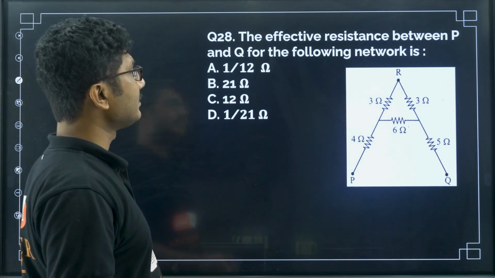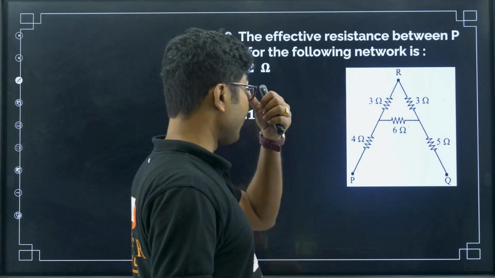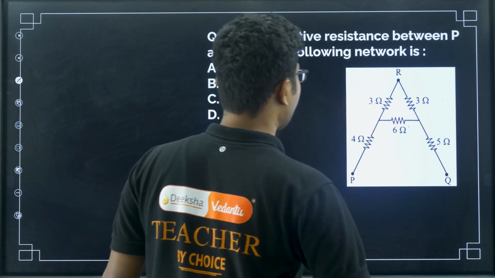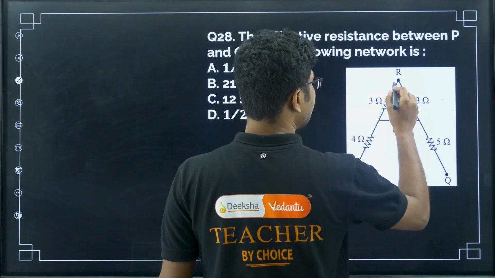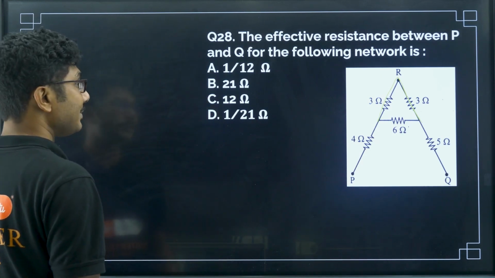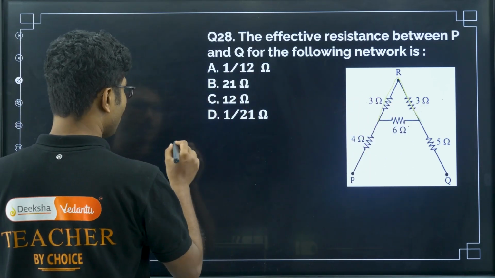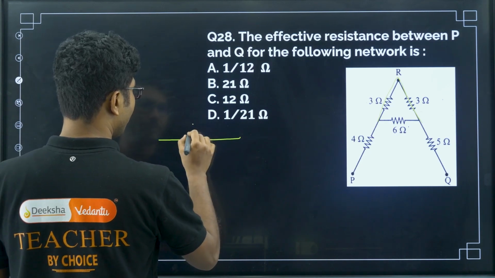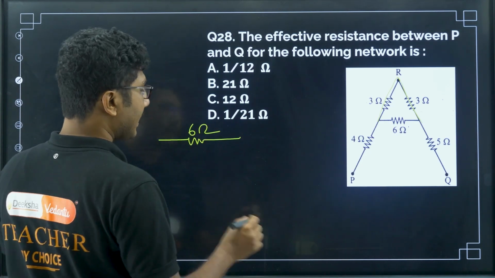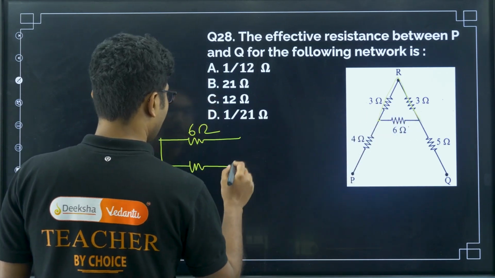The effective resistance between P and Q for the following network is... So what is the effective resistance between these two? It is very simple. These two resistances are connected in series, 3 plus 3, so the total resistance will be 6 ohm. So the first resistance is 6 ohm. Then another 6 ohm is connected in parallel, right? They are connected in parallel.